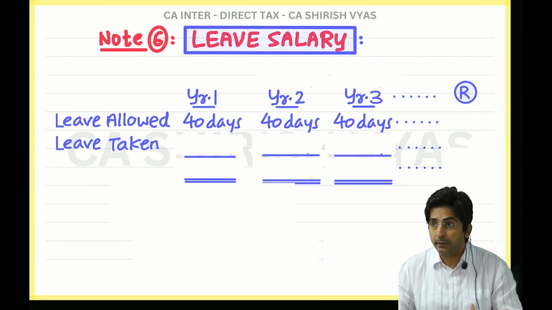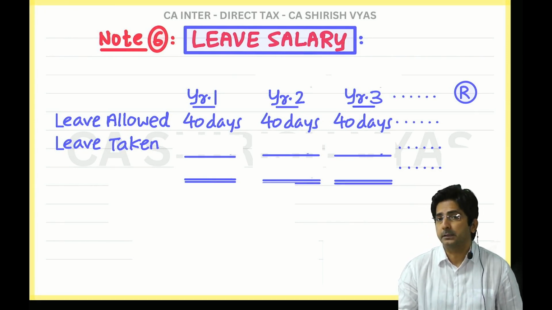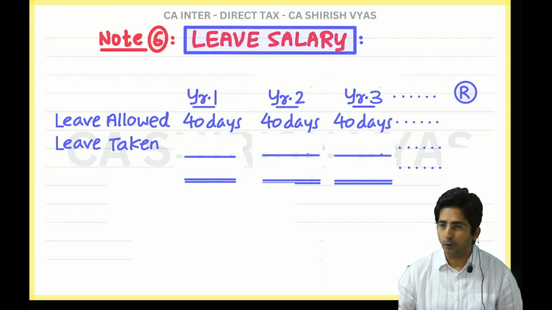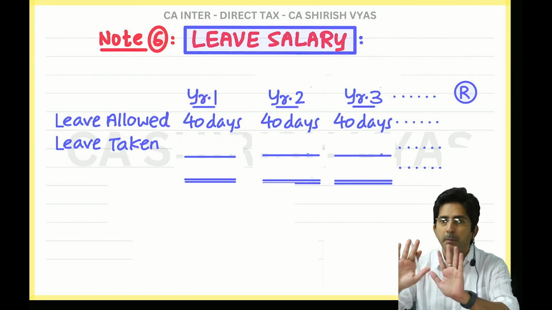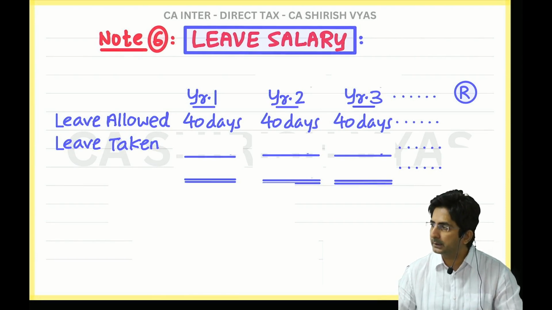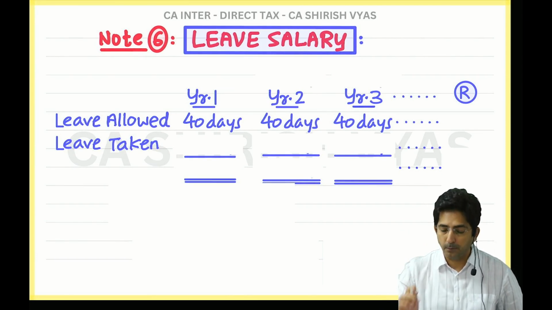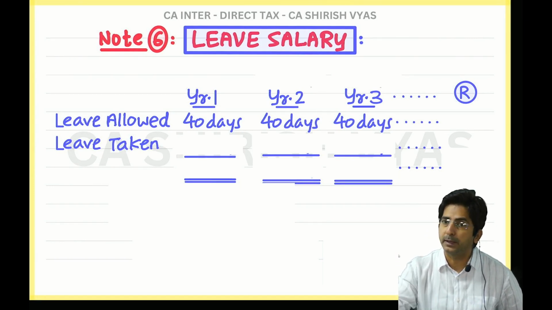And how many extra holidays can that be? It depends. Let's assume the company gives you 40 days. 40 days is just an example, please don't memorize it. It can be 35 days, it can be any number of days. But the company will give you some holidays, and this is every year. Every year some holidays will be credited in your account.